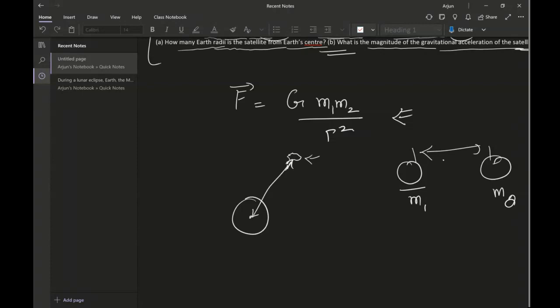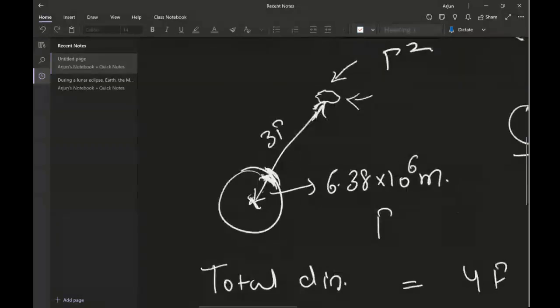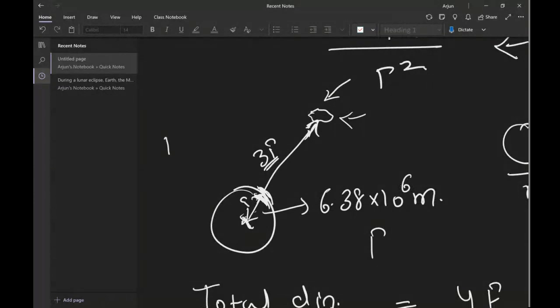Now it's given to us that the distance of the satellite is from the Earth's surface. That is 3r. Now what is r? R is, you can call it the radius of the Earth, or the distance of the Earth center from the surface, which is 6.38 times 10 raised to the power 6 meters. So the total distance will be equal to 4r, because this distance, if I zoom it in, is r and this is 3r. So r plus 3r is equal to 4r distance.